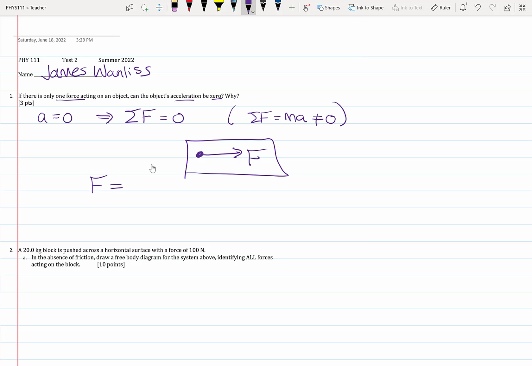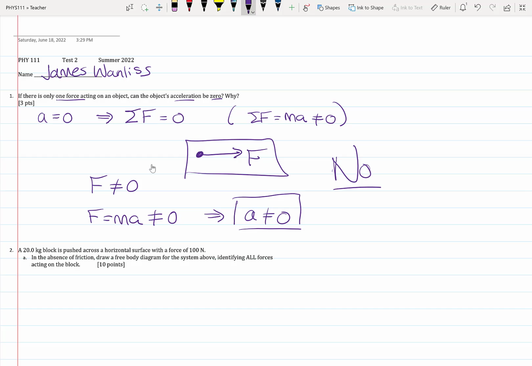F is not 0. If F is not 0, then of course F equals ma, which is the sum of the forces, is not 0. And that of course implies the acceleration is not 0. If there is only one force acting on the object, can the object's acceleration be 0? No, the object's acceleration cannot be 0 for the reasons given over here.